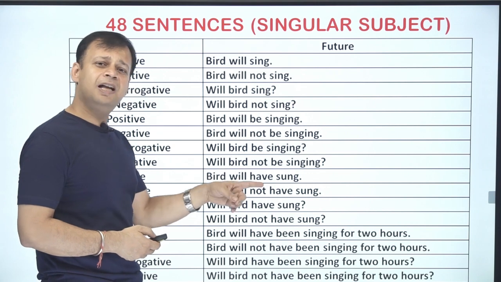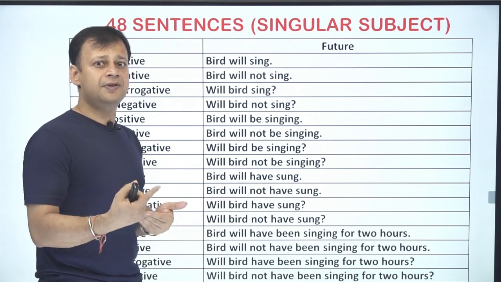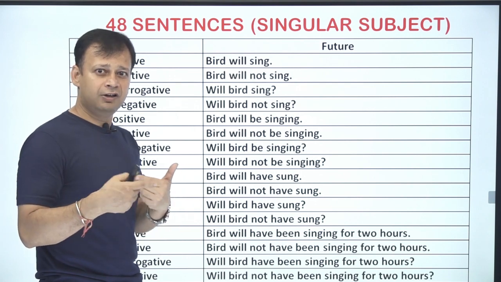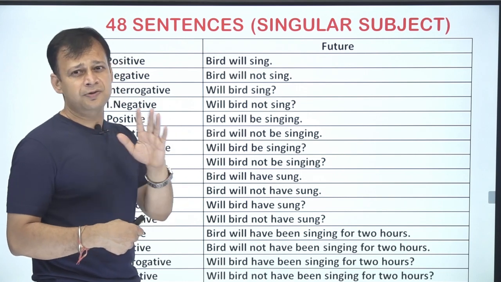In this case, bird will have sung. That's good. Next one should be bird will not have sung. Will have not is wrong. Then will bird have sung, and will bird not have sung is correct. Have not is incorrect. So just focus on that.